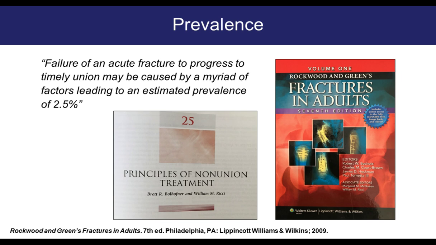And you can see that they quote here, "Failure of an acute fracture to progress to timely union may be caused by a myriad of factors, leading to an estimated prevalence of 2.5%." So one of our primary fracture textbooks is saying non-unions happen about 2.5%. So where do they get that number from, and what bones are they talking about?